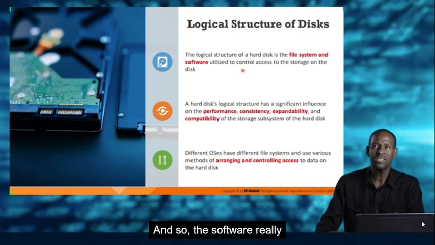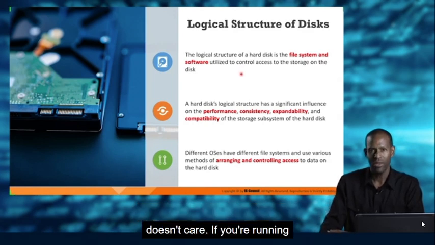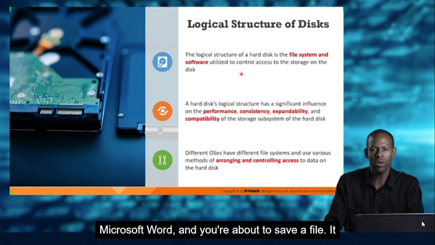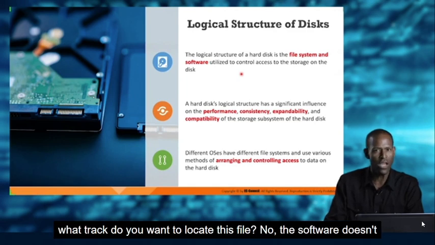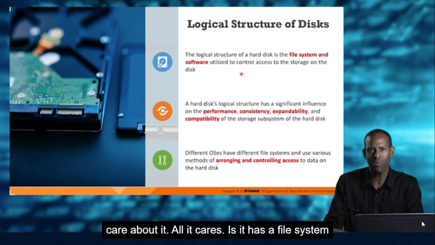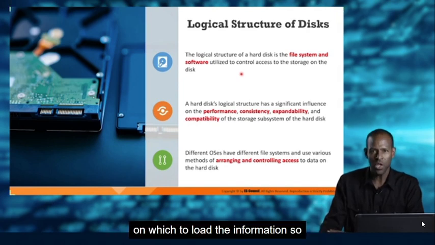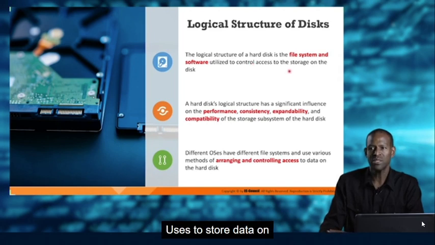And so the software really doesn't care. If you're running Microsoft Word and you're about to save a file, it doesn't say, what sector and what track do you want to locate this file? No, the software doesn't care about it. All it cares is it has a file system on which to load the information. So that is what software uses to store data on the disk.